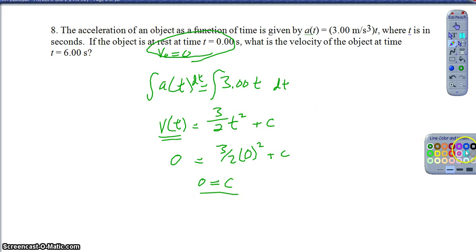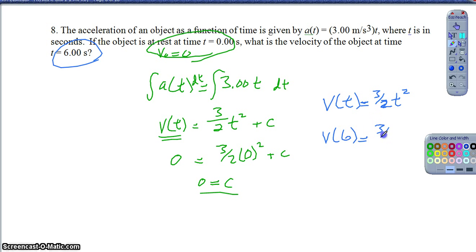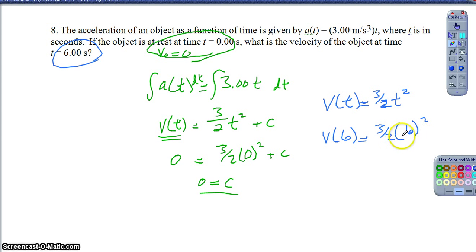So my actual velocity function is v of t equals 3/2 t squared plus 0, or you can obviously just drop the 0 since it's just plus 0. In any case, I've got v of t equals 3/2 t squared. They asked me to find the velocity of the object at 6 seconds. So v of 6 equals 3/2 times 6 squared. 6 squared is 36. Half of that is 18, and then times 3 is 54. So my velocity at 6 seconds is 54 meters per second.